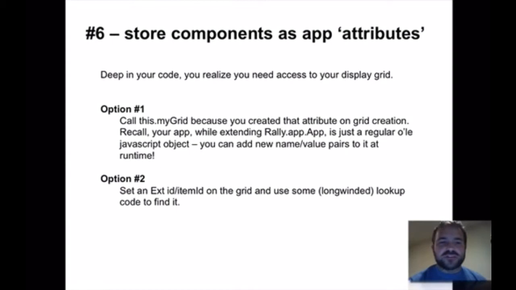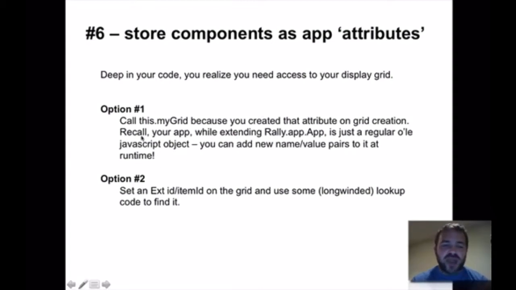So usually what happens is that deep in your code, you realize that you need to access some component somewhere else. So you've created this little checkbox, and if you check it, you want to resort your grid, which is located somewhere else in your app. And you have to find that grid in order to do that action. So you have two options, or at least two that I'll present. One is that in your little checkbox code in this example, you simply call this.myGrid, because you've created that variable myGrid on the app itself, and this refers to your app in that scope.